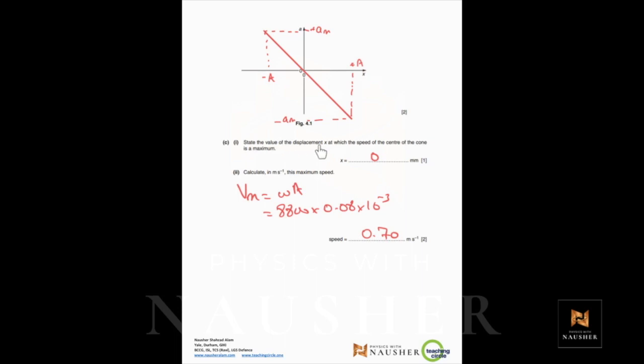Then they say calculate the value of the displacement if the speed of the cone is maximum. So whenever the cone passes the mean position, the speed will be maximum. So at mean position, your displacement is 0. Calculate the maximum speed. Maximum speed is given by omega a. Omega is this, a is this, given in the question. Your answer should be 0.70 meters per second.